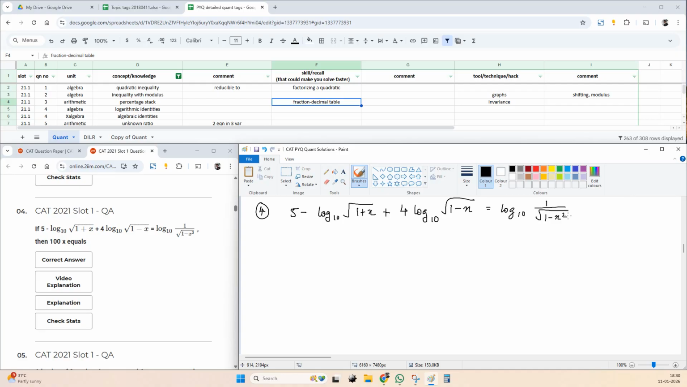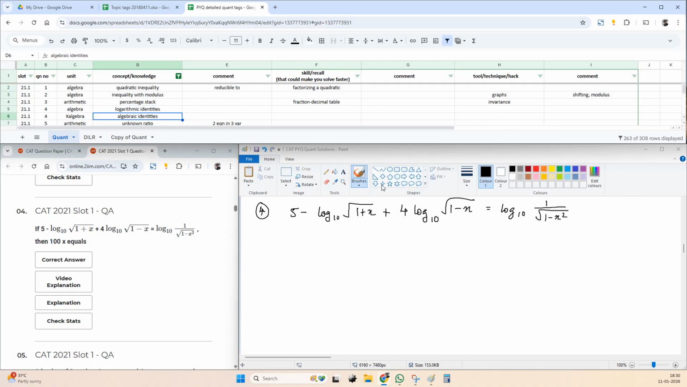Now the tags that I've written here are logarithmic identities and algebraic identities, which you would think, right, if you have a 1 plus x and a 1 minus x and you also have 1 minus x square, there's something to be done with that, right? We know that 1 plus x into 1 minus x is equal to 1 minus x square. That is likely to turn up and be relevant at some point in the solution. So what do we do? Unfortunately, this is a -1 coefficient and a +4 coefficient. That's not going to gel well for us.